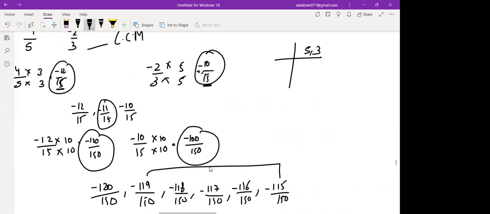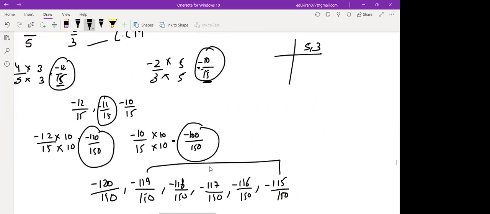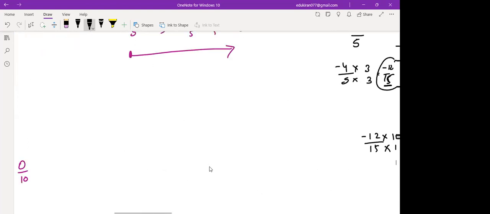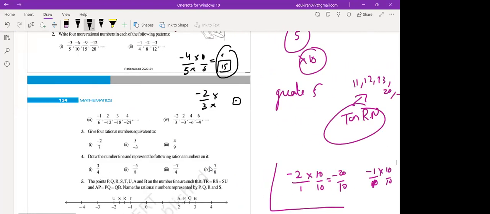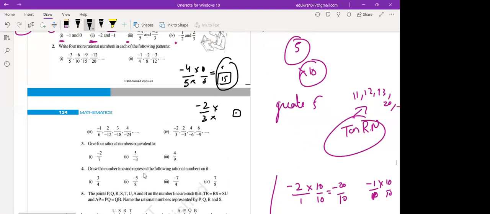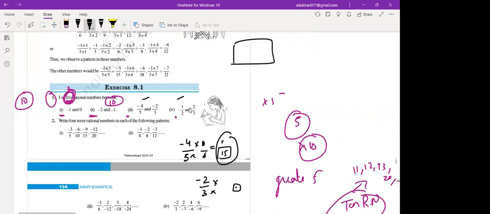Ma'am, I got minus 47 by 60, minus 46 by 60, and minus 45 by 60, and so on. Okay, you took some different number, right? Yes, ma'am. Yeah, fine. I multiplied 2 by 3 into 20, which I got minus 40 by 60. Correct. And 4 by 5 into 12, which I got 48 by 60. Correct. Now you people will do the next one, the fourth one.